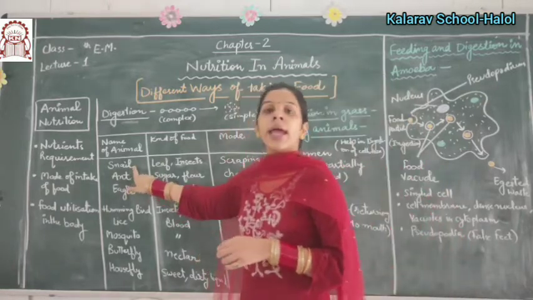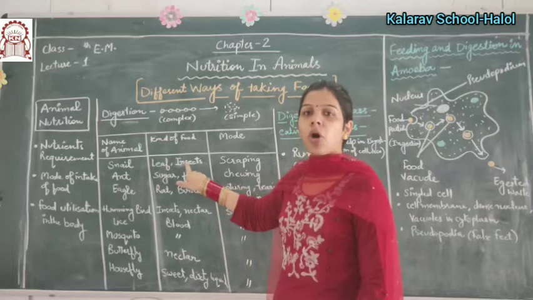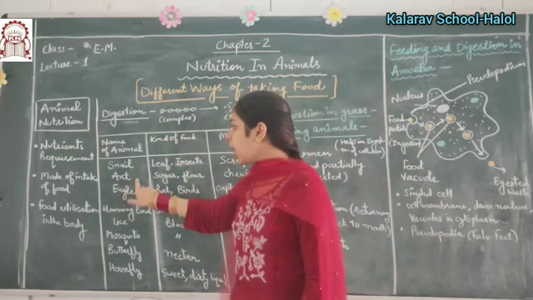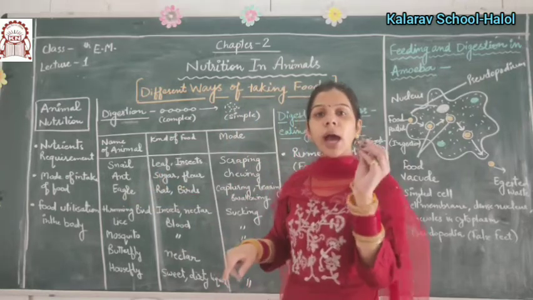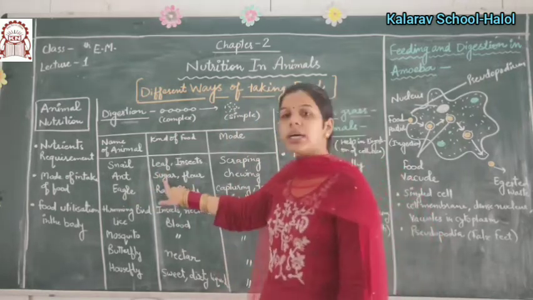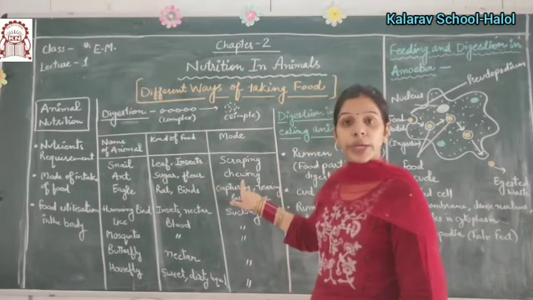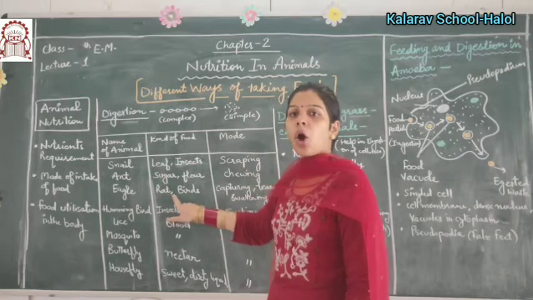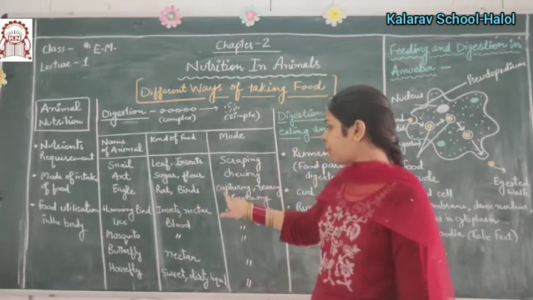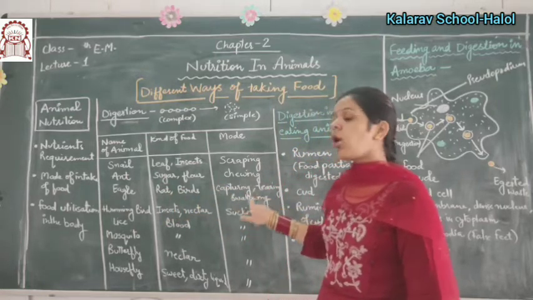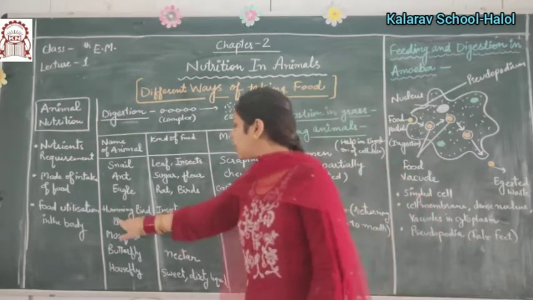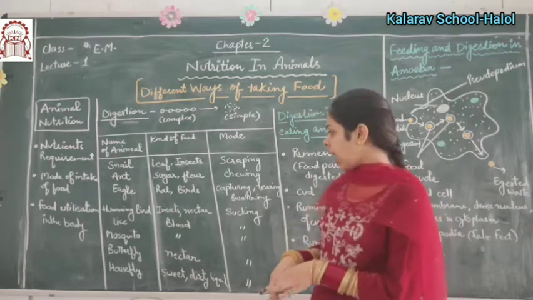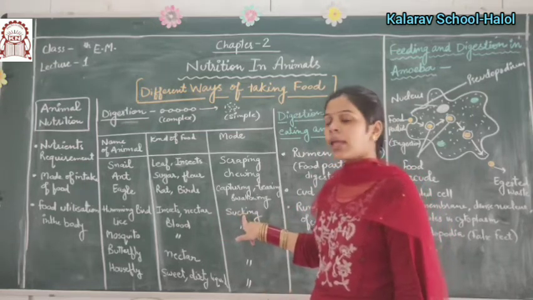Firstly, snail. It eats leaf or small insects by scraping. Second, ant. It eats small particles of sugar and flour by chewing. Eagle. It eats rat or small birds via capturing, tearing or swallowing. Hummingbird eats small insects or nectar from flowers by sucking.